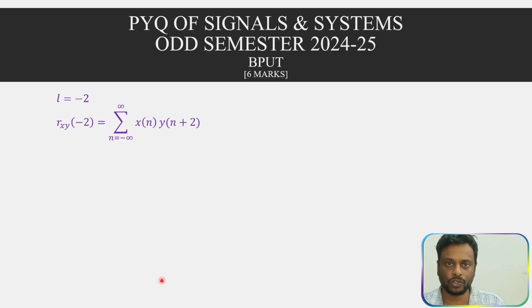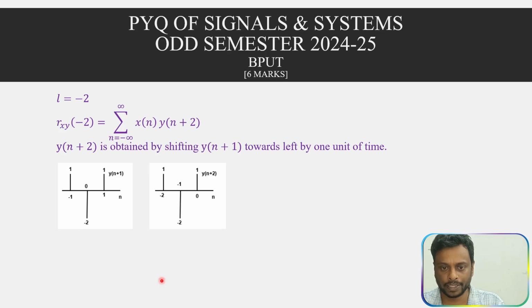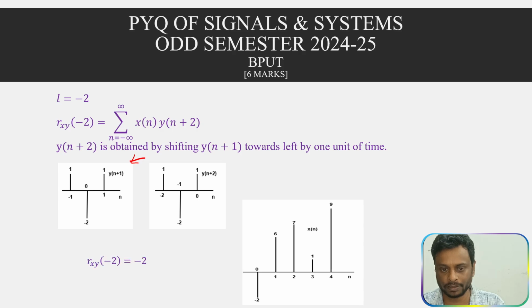So y of n plus 2 is obtained by shifting y of n plus 1 towards the left by 1 unit in time. So this is our y of n plus 1 and just shift towards the left, this side. That will be multiplied by x of n. So the result is minus 2. You can see the common values: at 0 it is 1, at 0 it is minus 2. No other common values are there. So it will be minus 2 into 1, that will be minus 2. So we have got all the values. Okay. So this is our final result.